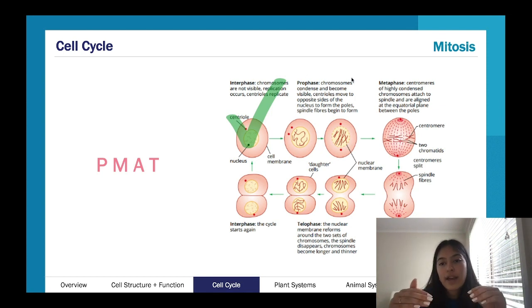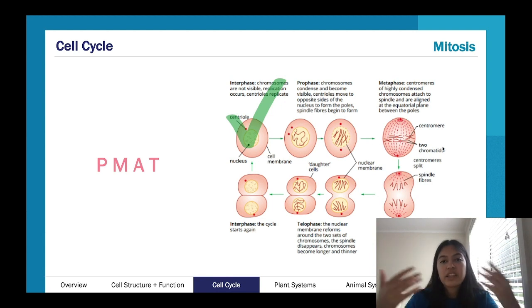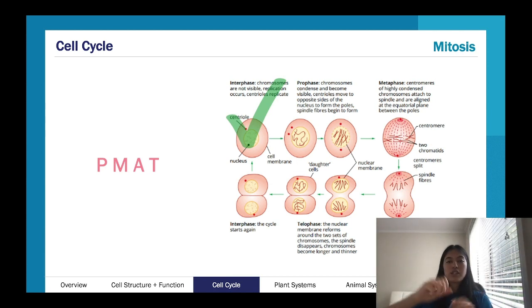Then in metaphase, think of M for middle. So we're lining up along the middle of the cell, as we can see here. We have our little spindles. You can think of spindle fibers, and those will attach to the middle of the chromosomes. So that's what we're thinking about in metaphase. Think about middle. We're lining up. And then that leads on very nicely to our anaphase, where we've lined them up nicely. We've attached our little harnesses, I guess you can think, and then we're pulling them apart.